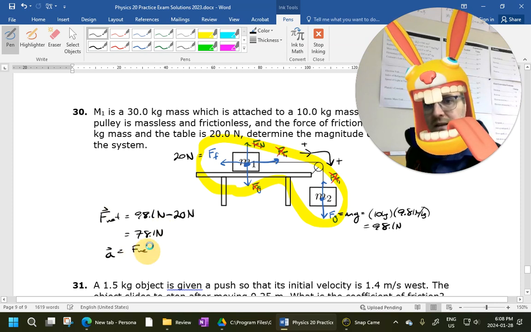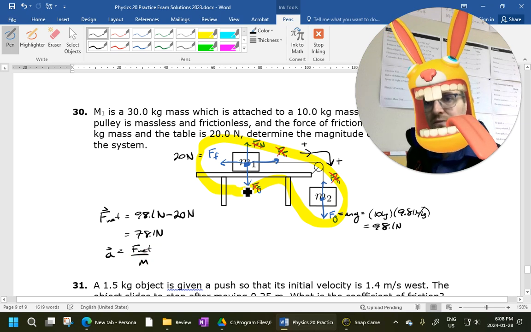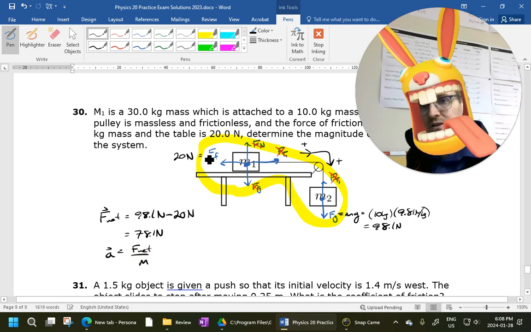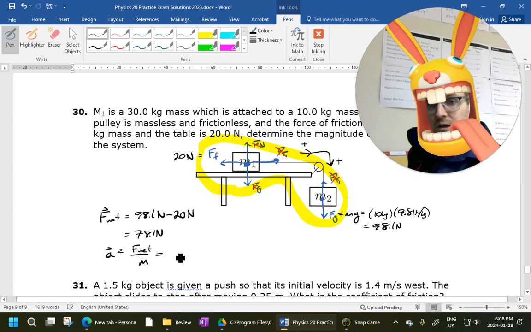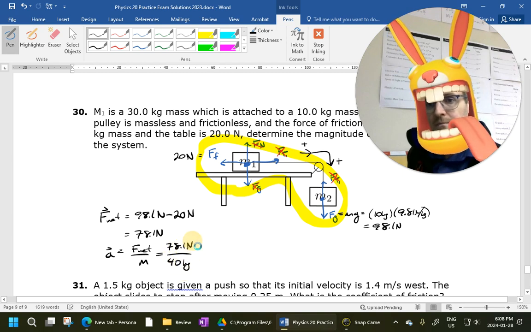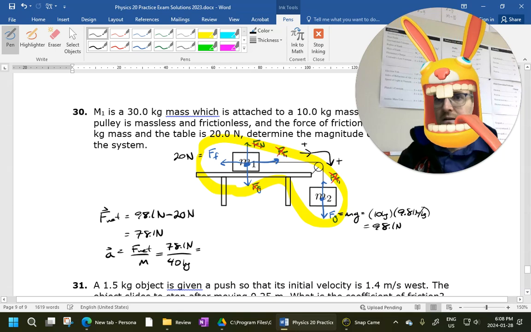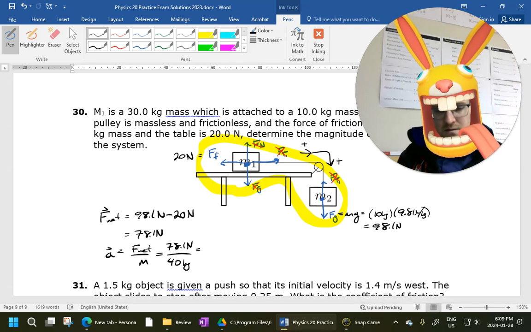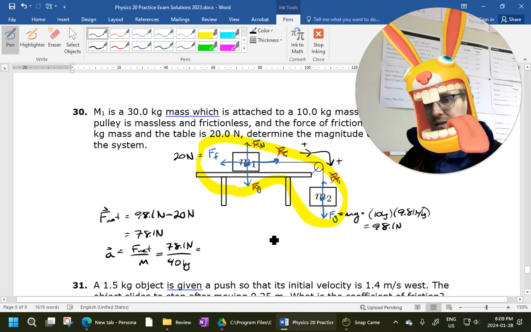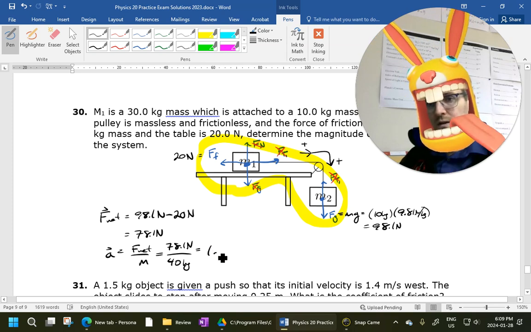We take our F net divided by my mass, and because we put a circle around everything in this situation, we're including the 20 on this block and the gravity from this block. We have to include all the masses, so we're going to divide by 40 kilograms here. So I get an acceleration of 1.95 meters per second squared.